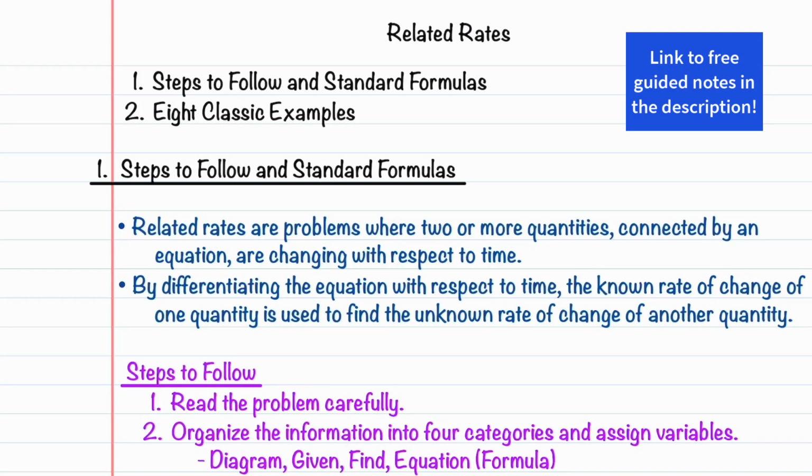In this Calculus 1 video, we're learning how to solve related rates problems where two or more quantities change with respect to time. We'll start by going over 4 steps that you can follow to solve these problems and review some of the standard formulas you'll need to know. Then we'll work through 8 classic examples, including problems with circles, spheres, cones, ladders, shadows, angles of elevation, moving cars, and a boat being pulled to a dock.